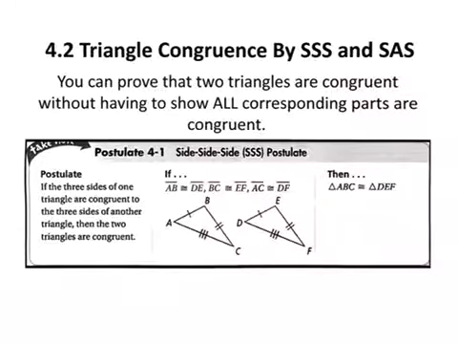And one of the ways to prove that two triangles are congruent is to merely show that the three sides of one triangle are congruent to the three sides of another triangle. Then the two triangles must be congruent. So if you can prove that all three pairs of corresponding sides are congruent, you can prove the two triangles are congruent themselves.